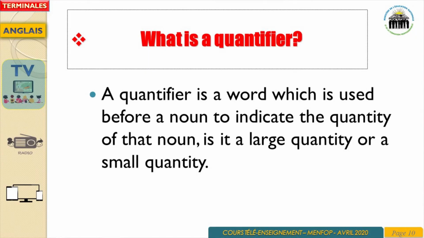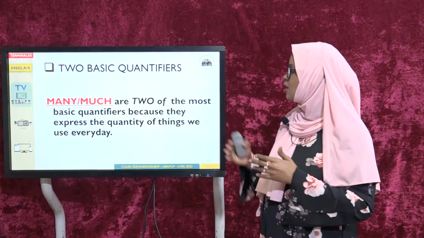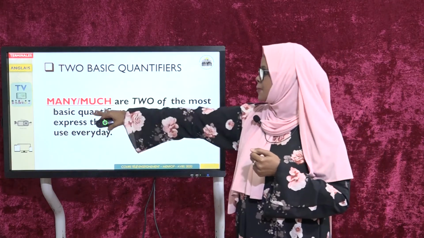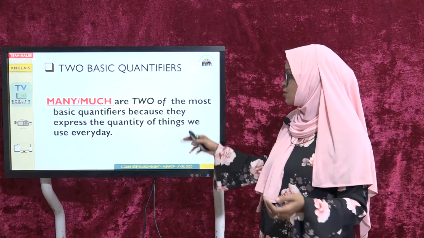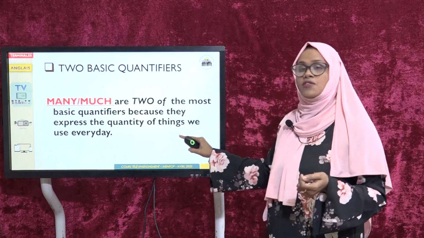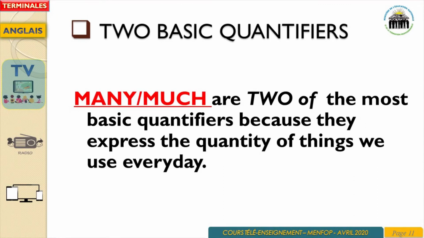There are so many quantifiers that exist, but today we are going to focus on two basic quantifiers, many and much. Why are they basic? Because they express the quantity of things that we use every day. It is in our daily conversation. So let's look at the first example.